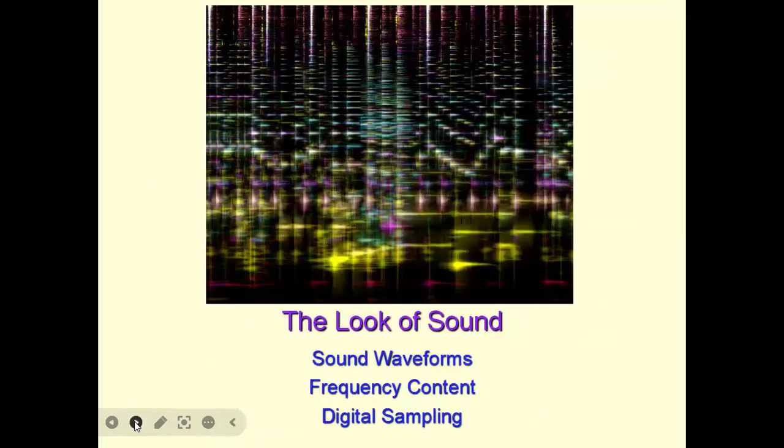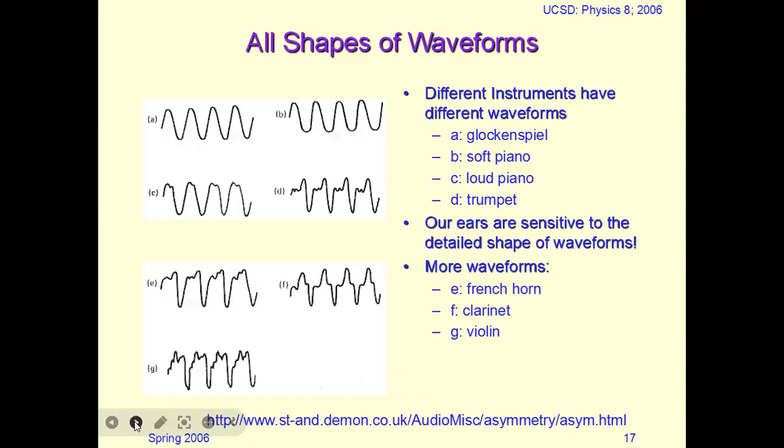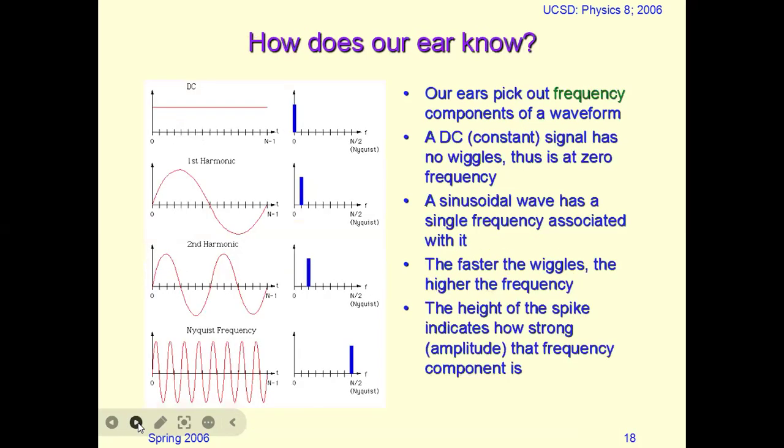The looks of sound waveform, frequency content, digital sampling, all shapes of waveforms. Different instruments have different waveforms: glockenspiel, soft piano, loud piano, trumpet. Our ears are sensitive to the detailed shape of waveforms. How does our ear know? Our ear picks out the frequency components of a waveform.